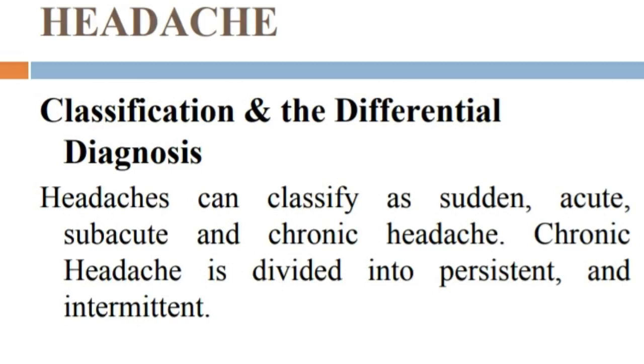Headache of acute onset, like meningitis or encephalitis, seizure, hypertensive encephalopathy. Headaches of subacute onset, like intracerebral mass, pseudotumor cerebri, giant cell arteritis. And lastly, chronic headaches like tension type headache, migraine, cluster, and others.